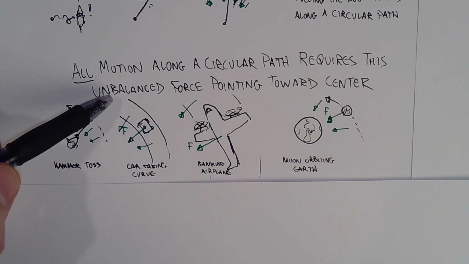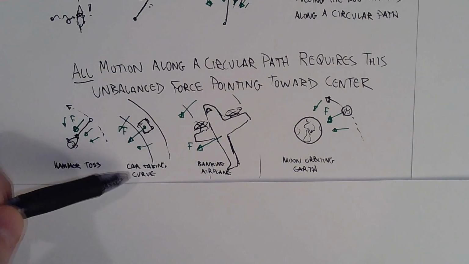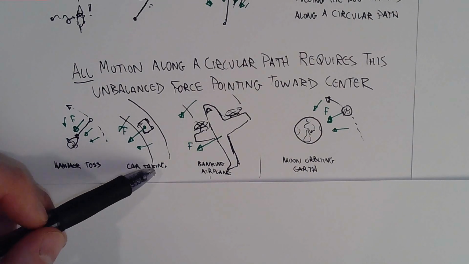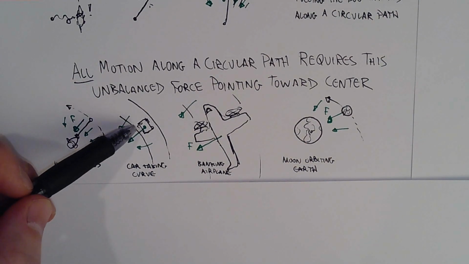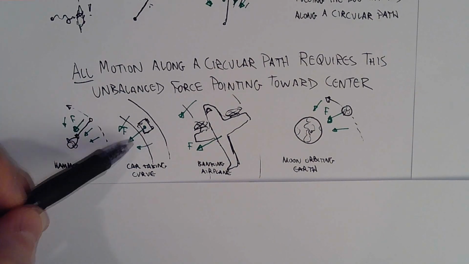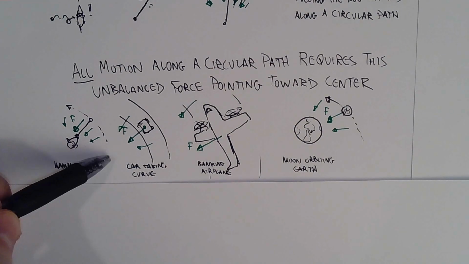Another example is a car taking a turn. Car's driving, turns to the left on a, let's say, an unbanked road. The thing that keeps it going around the curve is the friction between the tires and the road. That friction is directed inward towards the center. The center of the curve is here. Center of the curve is here.